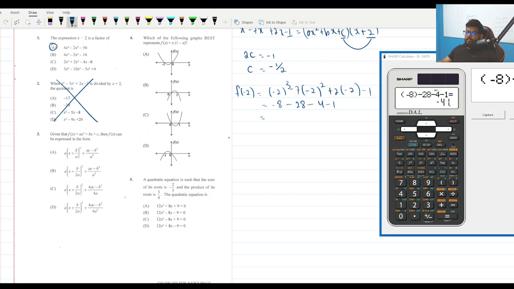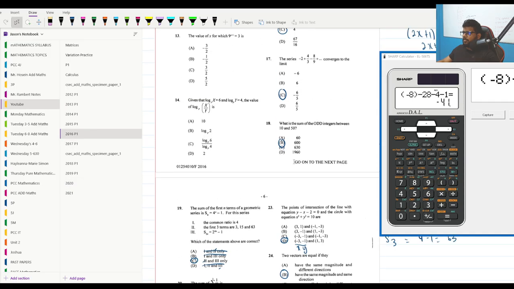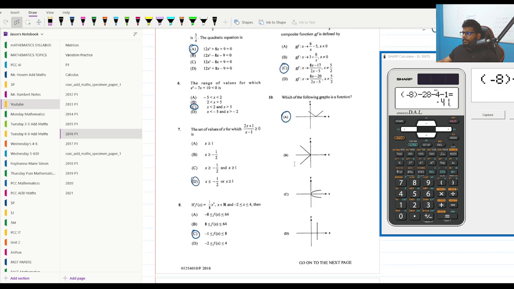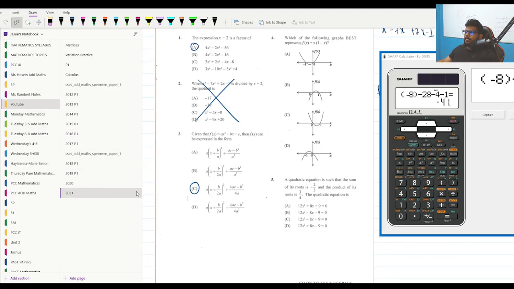This is a repeat question. C is the answer. Let me check back and see. Was it from 2016, I think? 4ac minus b squared all over 4a. Good.